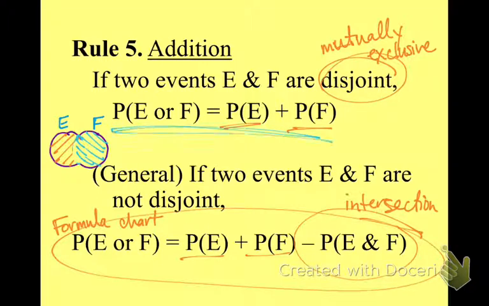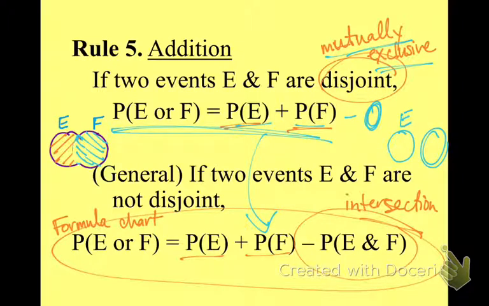This formula right here is the same thing as this, but an intersection for mutually exclusive events is just 0, because the probability of E and F occurring when they're mutually exclusive is 0. That means that your Venn diagram looks something like this. It means that they never happen at the same time, so there is no intersection.